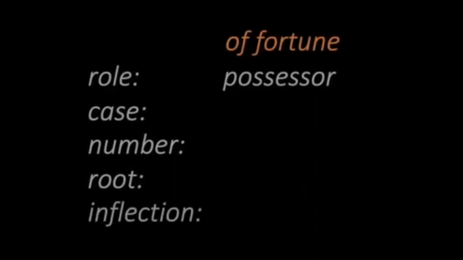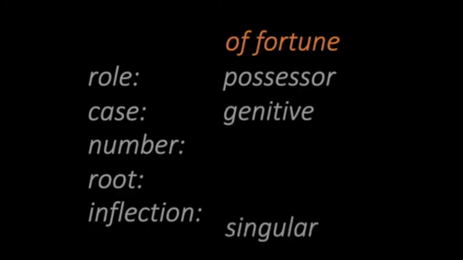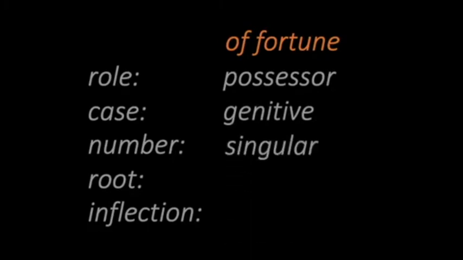Now let's start with an English noun and a role and figure out the Latin word form. Of fortune has the role of possessor, so we need the genitive here. The English word is singular. The Latin root meaning fortune is fortuna. The genitive singular ending is ae, so the proper form is fortunae.